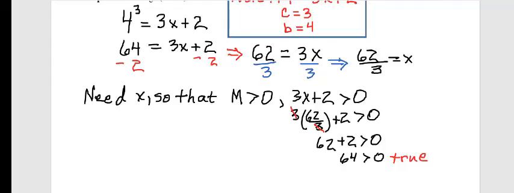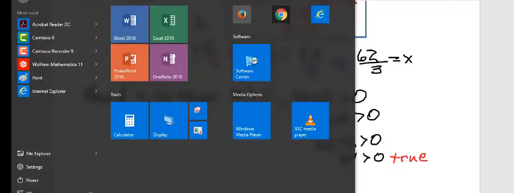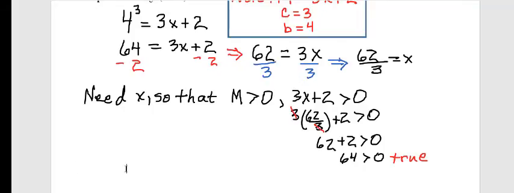And you actually can check these solutions. If the result would have given me something that wasn't greater than 0, then I would have to reject the solution. So I'm going to just show you how you would check it if you wanted to do the check. So the base 4 log of 3 times 62 over 3 plus 2 needs to equal 3. So we're checking this.